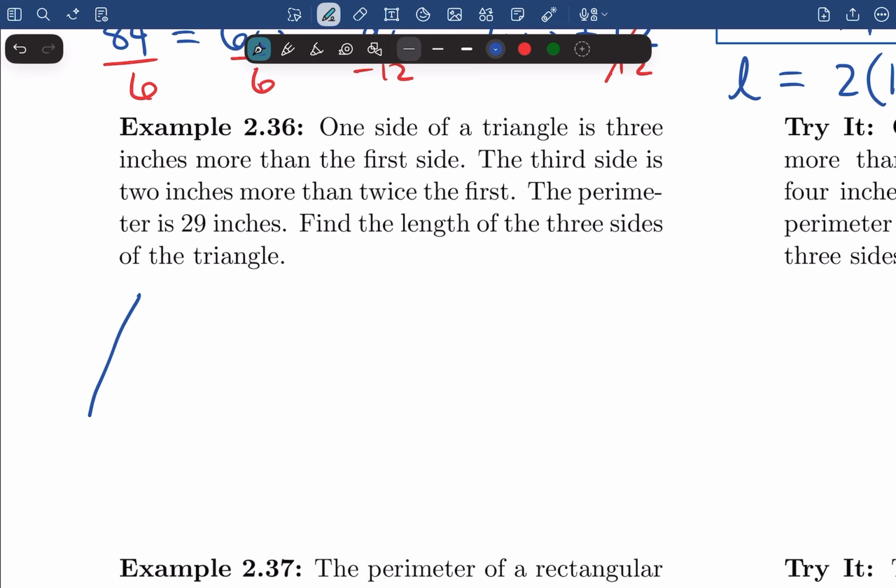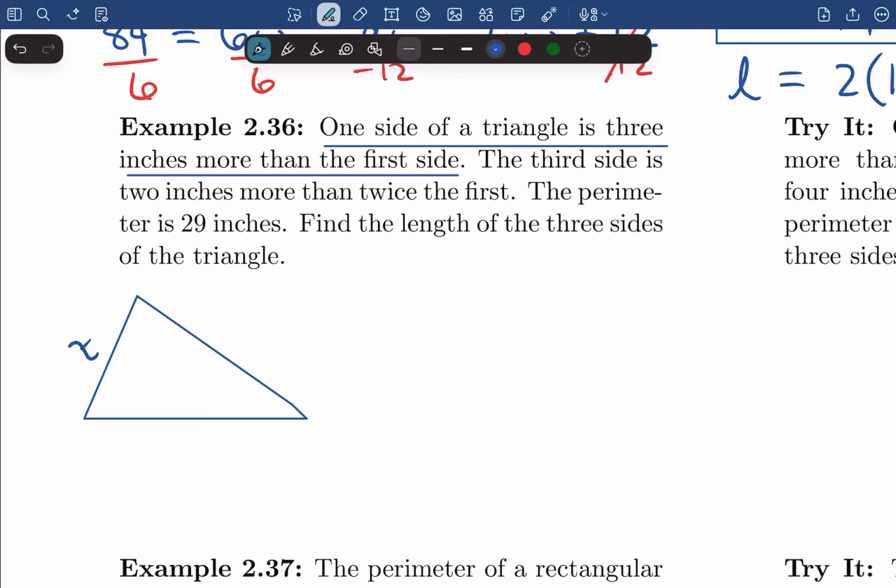To begin, let's draw a diagram. And we can just draw a general triangle diagram. We don't have to be completely accurate with its lengths. Okay, so there's a triangle for us. And now let's break this down sentence by sentence. It says one side of a triangle is 3 inches more than the first side. All right, so let's just call the first side X. Well, then the next side, that side they're talking about, is going to be X plus 3. It's 3 inches more than the first side. So just start by calling the first side the variable X, then the next side X plus 3.